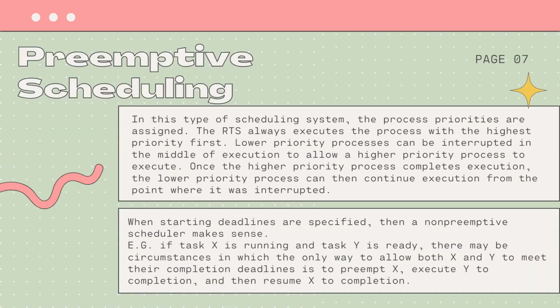Preemptive scheduling. In this type of scheduling system, the process priorities are assigned. The RTS always executes the process with the highest priority first. Lower priority processes can be interrupted in the middle of execution to allow a higher priority process to execute. Once the higher priority process completes execution, the lower priority process can then continue executing from the point where it was interrupted. When starting deadlines are specified, then a non-preemptive scheduler makes sense. For example, if task X is running and task Y is ready, there may be circumstances in which the only way to allow both X and Y to meet their completion deadlines is to preempt X, execute Y to completion, and then resume X to completion.